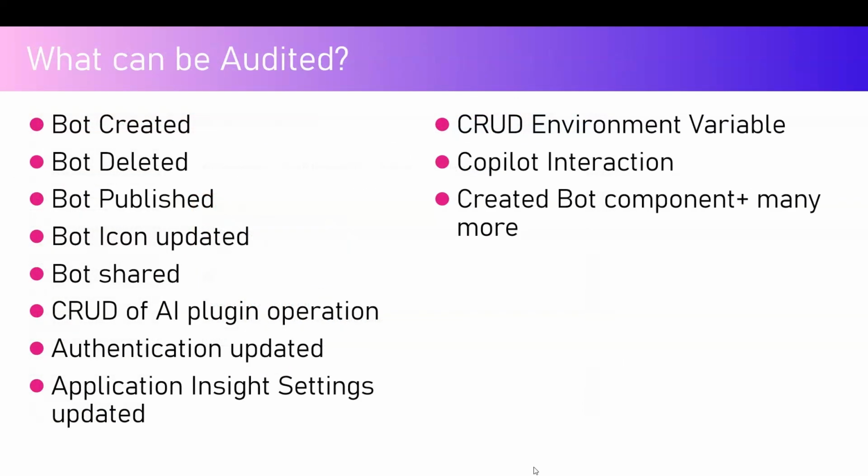Now, what all items can be audited from a Copilot perspective? So, take for example, if you are in Copilot Studio and you have done some actions like creation of a bot, or you have deleted a bot, or you have published a bot, or you have updated the bot icon, or you might have shared a bot, or you might have done the CRUD operation, like the create, read, update, delete of AI plugin operation, or CRUD operation for environment variables. You might have updated the authentication. You might have changed the settings of Application Insights, or maybe you might have just interacted with the Copilot. So those things can be audited.